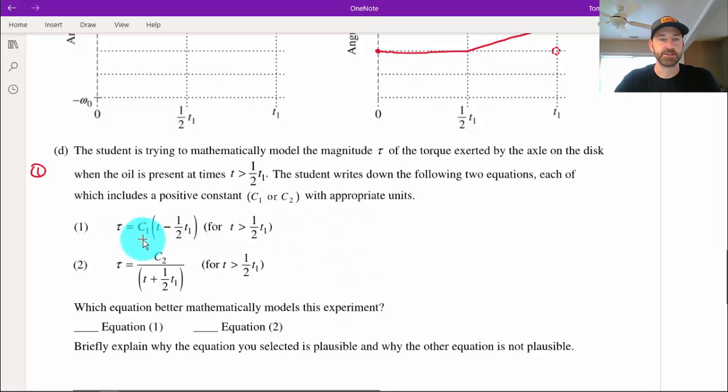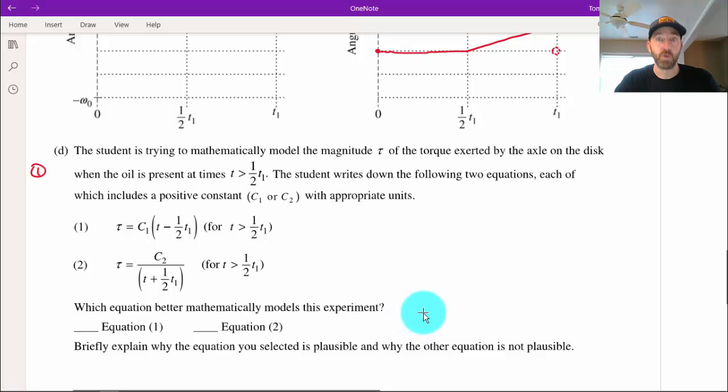So there's this equation that says the torque is equal to some constant multiplied by t, the variable time, minus 1/2 T1. So let's assume that it's half a second. So from time half a second and on, this would be the equation, or from time half a second and on, this would be the equation where that whole t and T1 part is in a denominator. And you want to say which would better mathematically model the experiment.